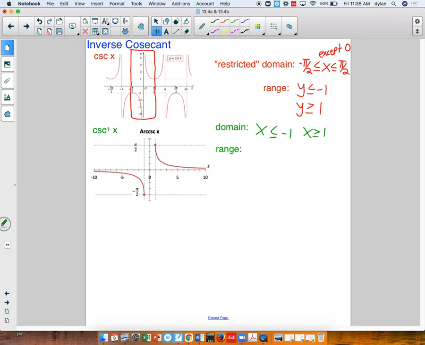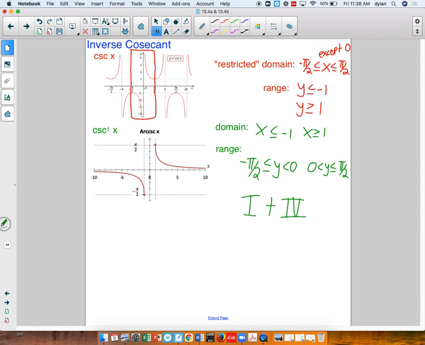So really the best way to write this would be that our range would go from -π/2 less than or equal to y, which is less than 0 because of that horizontal asymptote, and 0 is less than y, which is less than or equal to +π/2. So in other words, for cosecant, our allowable range is going to be in quadrant 1 and in quadrant 4, with the exception of 0 itself.